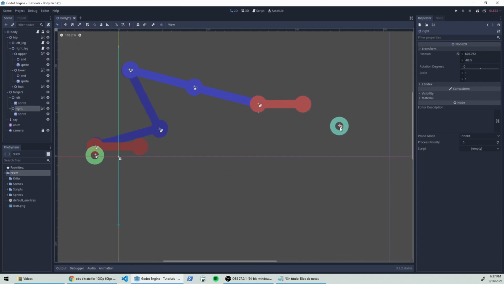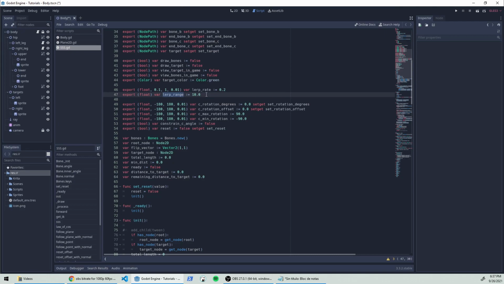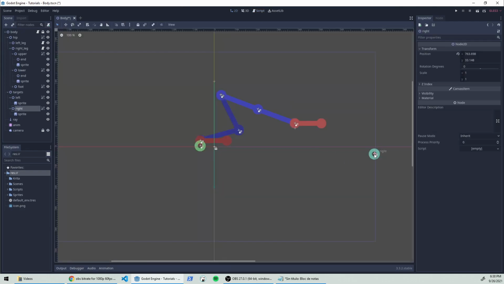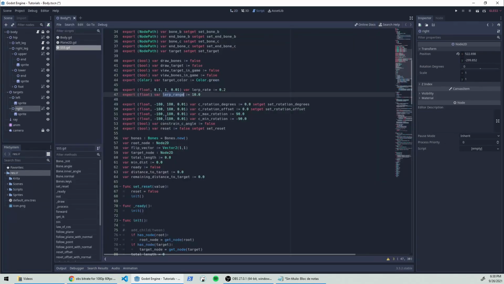I'm not sure if you can see it, but when I go down fast, it doesn't really follow as fast as when I'm close to it. That's what we're using, lerp rate and lerp range, and you can manipulate that just to see how slow you want it to follow, or if you just want it to be super fast, then don't worry about those.